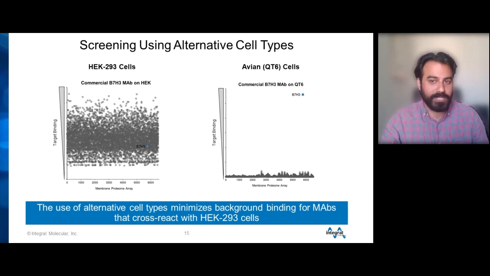By using QT6 cells, which come from quails and are evolutionarily divergent, we are able to significantly reduce the background signal and improve the sensitivity by which we can detect target binding. During the initial optimization stages of our projects, we will test your compounds in both cell lines to determine which is the optimal condition to proceed to screening with on the full array.